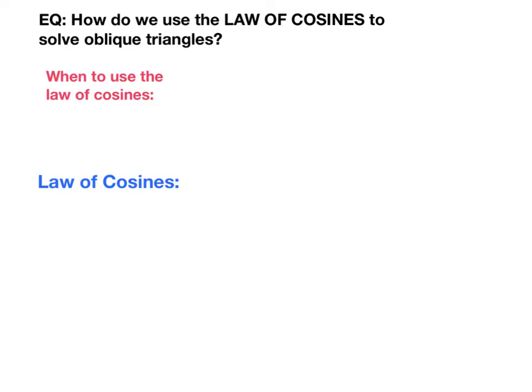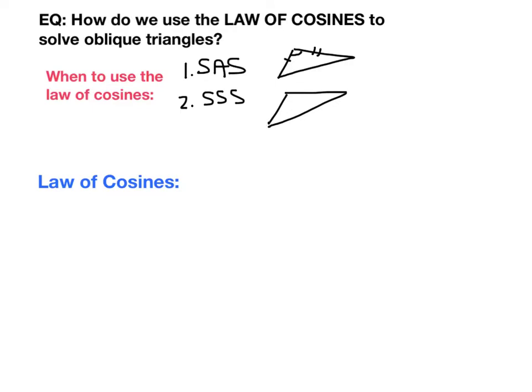How do we use the law of cosines to solve oblique triangles? Well, first we need to know when to use it. There's two cases whenever we need to use the law of cosines. One is if we have side angle side. So if you're given some triangle and you have a side, the angle in between and another side, we can use the law of cosines. And the other case is if you have side, side, side. So some oblique triangle, and you have the lengths of all three sides and no angles.